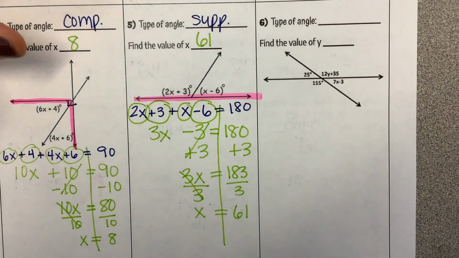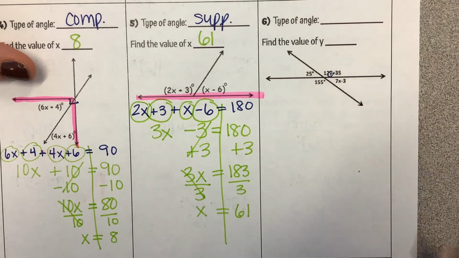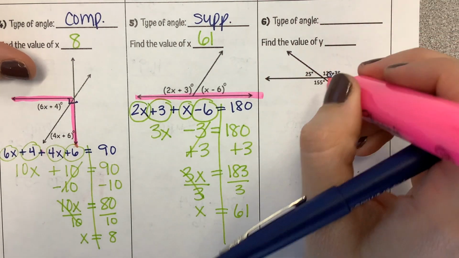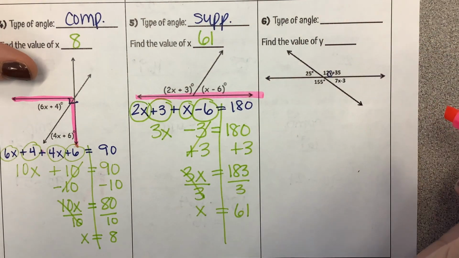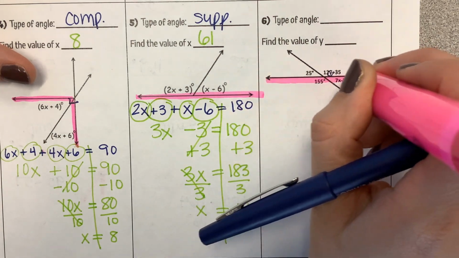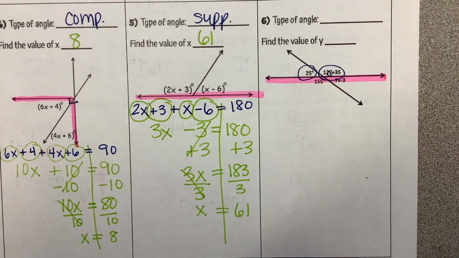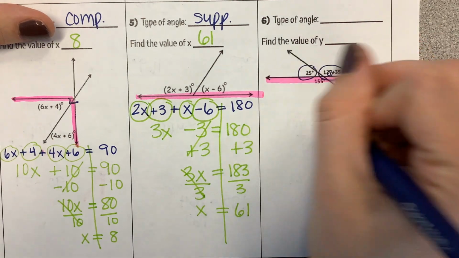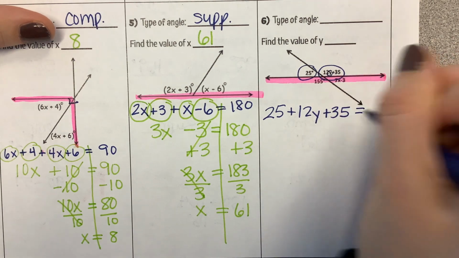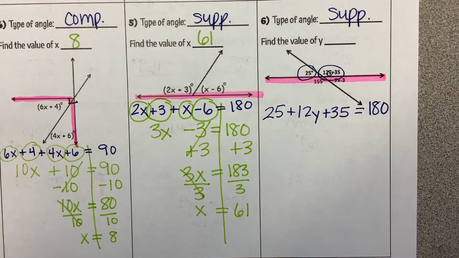Okay, last one. Type of angle. We're finding just the value of y. Okay? So I can do this a couple different routes, but if I try to do this angle right here, we have a 7x, and I don't know how to solve with two variables if I don't have another equation. So I'm going to use this straight line. So I'm using the 25 and the 12y plus 35. So setting up my equation, 25 plus 12y plus 35. They form a straight line, so they are supplementary, which means they add to 180 degrees.